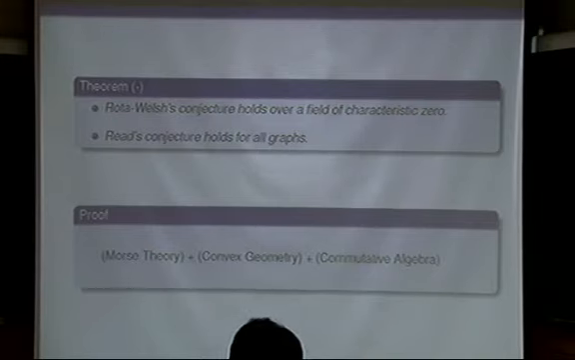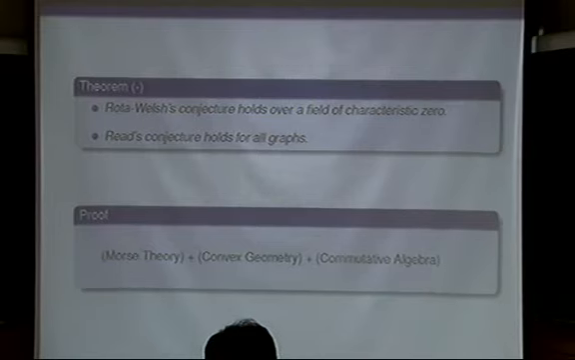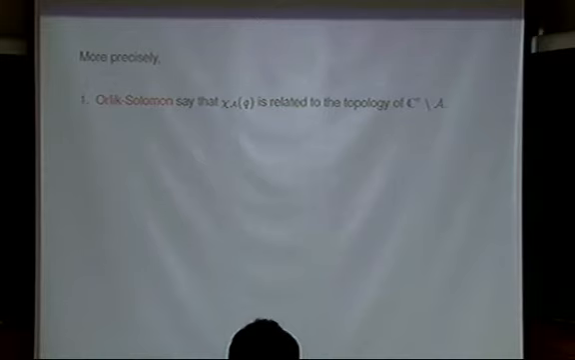then the chromatic polynomial of that graph is the characteristic polynomial of some matroid realized over any field. So our proof is a combination of three things: Morse theory, convex geometry, and commutative algebra. So I'll give a brief outline of the proof, which goes as follows.